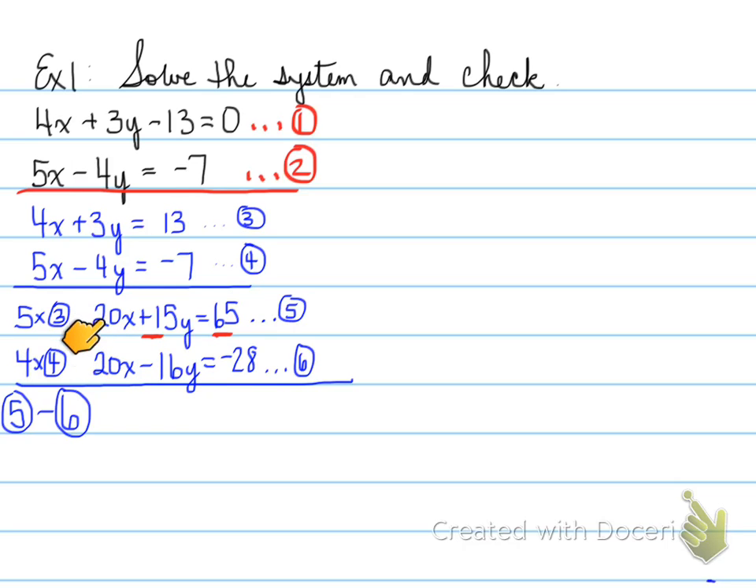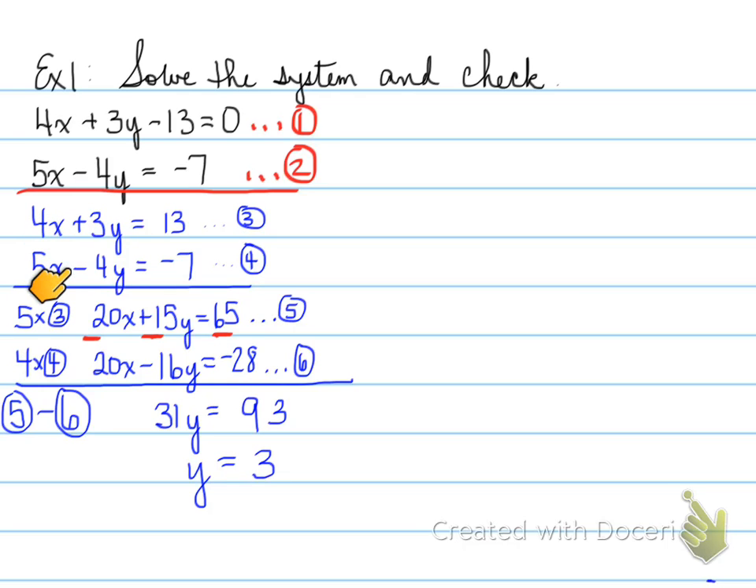So 20x minus 20x is going to give me 0x. 15 minus negative 16, 15 minus minus, turns into 15 plus 16, which gives us 31y. And 65 minus negative 28 is going to equal 93. So 31y is equal to 93. We divide both sides by 31 and we get y is equal to 3. What do we do next? Well, let's go through the steps again.